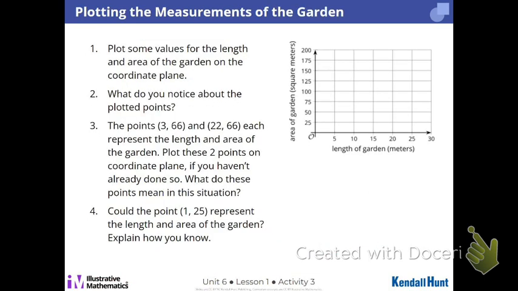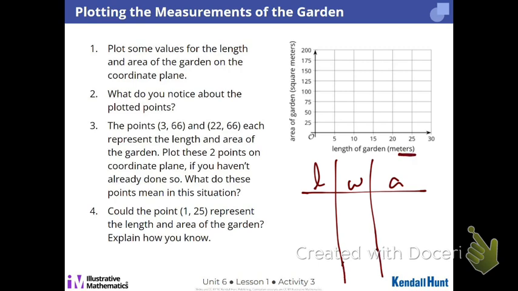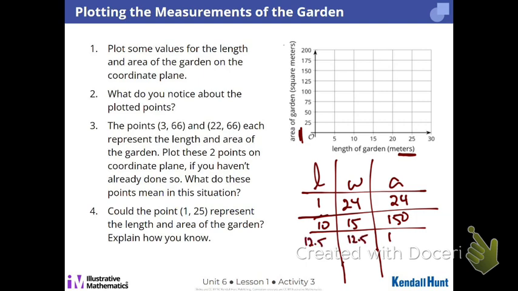Take a look at these different gardens. I suggest in your notes we do a length, width, and area table, because do you notice that we have length for the input and then area for output? So on our rectangles, when the length was 1, what was our width? 24. And our area was 24. The next one we looked at, we did 10 by 15, is that right? Yeah. And our area was 150. And then we looked at a 12 and a half by 12 and a half, and that one was 156.25.